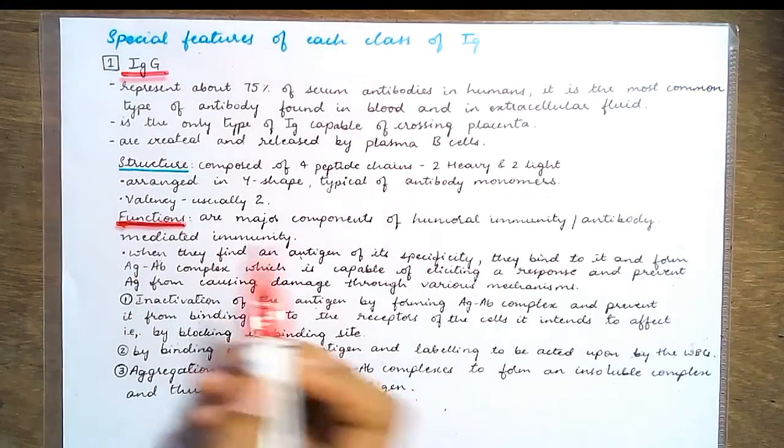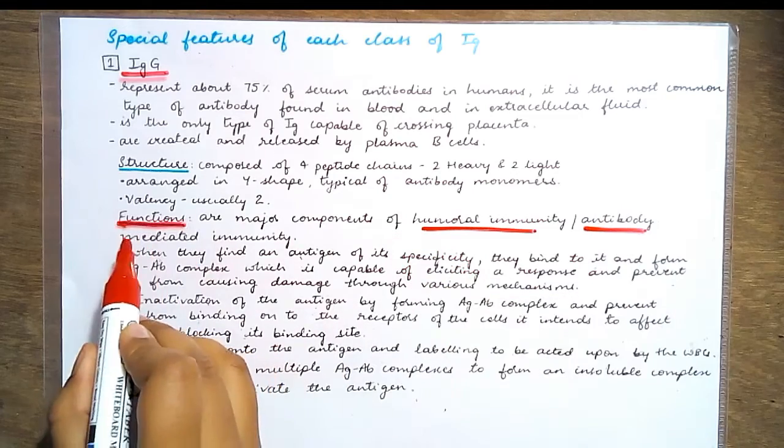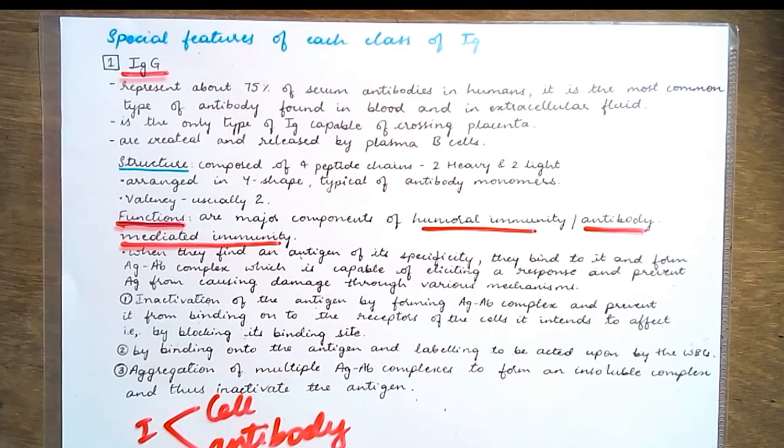Okay, coming to the functions, these are the major components of humoral immunity, or antibody mediated immunity. There are two types of immunity: cell mediated immunity and antibody mediated immunity, and IgG forms a major component of this antibody mediated immunity. They participate in most immunological reactions such as complement fixation, precipitation and neutralization of toxins and viruses. So they may be considered general purpose antibodies which are protective against infectious agents active in the blood and tissues both.